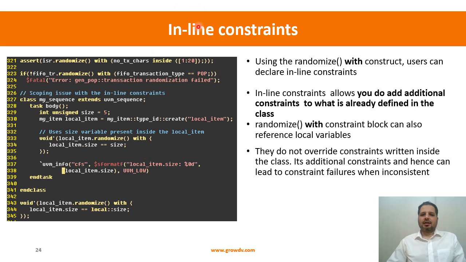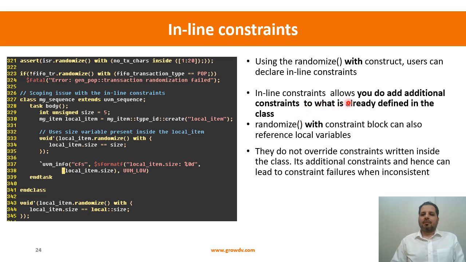So we have been looking at the inline constraints. We will formally define it once and also look at a few quirks associated with them. Whenever you have a constraint that is very transient in nature or very test specific, then you don't want to put it as a part of your overall transaction. You put it in the form of an inline constraint. This is something you typically do outside the scope of the class declaration, and it is accomplished using the randomize with construct. That's how you declare the inline constraints.